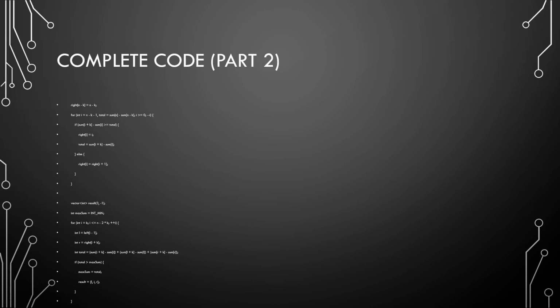And here's the continuation of the code. After setting up the left and right arrays, we iterate through possible middle subarray positions to calculate the maximum sum and store the indices of the three subarrays that provide this sum.